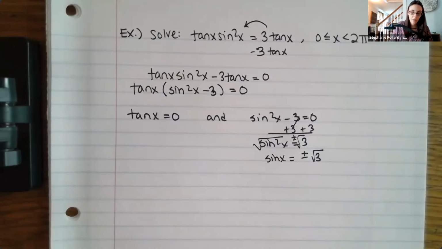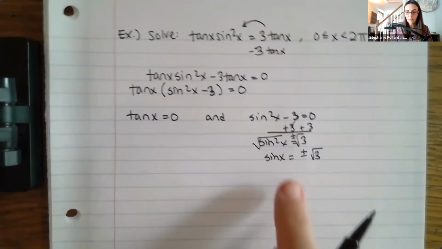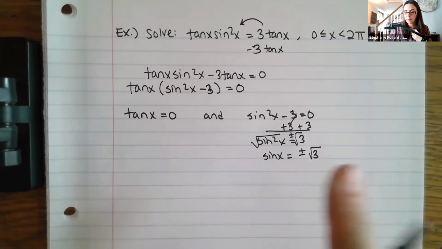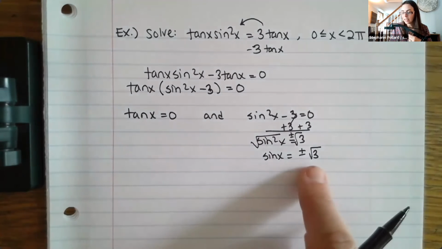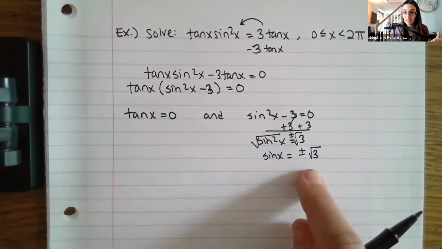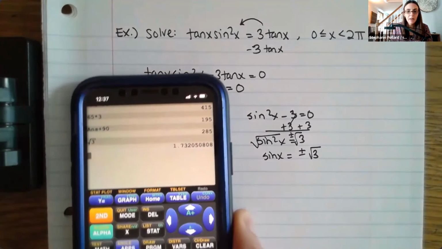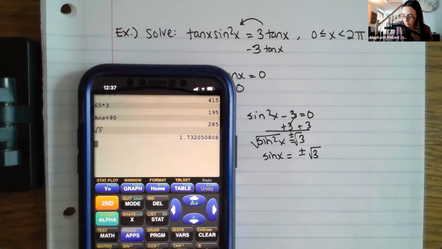Now, one thing I want to note before I get back to tangent is that when you're solving for sine x, again, there's nothing being plugged in here. And we're looking at 0 to 2 pi. If you go to your sine chart, you're not ever going to see a root 3. And if you plug root 3 into your calculator, you get a value of about 1.73.